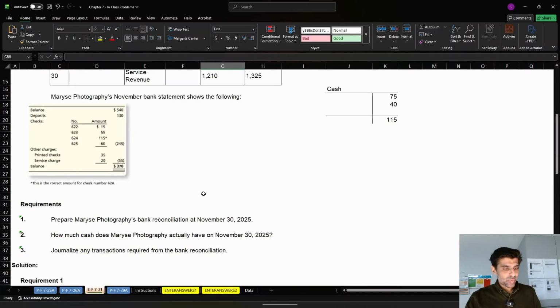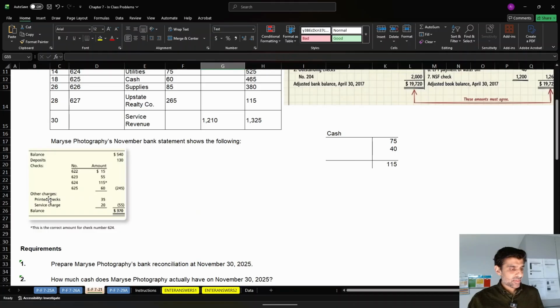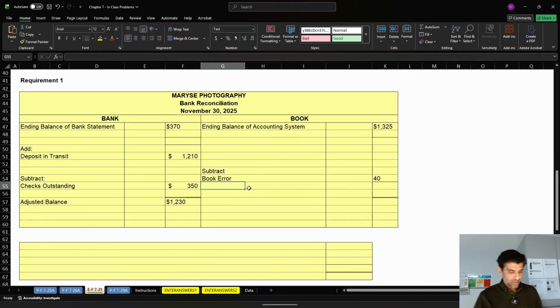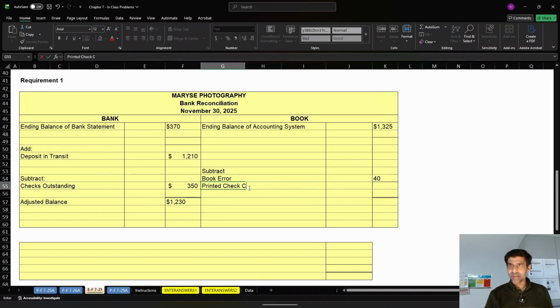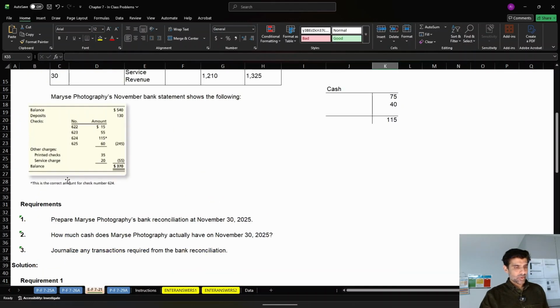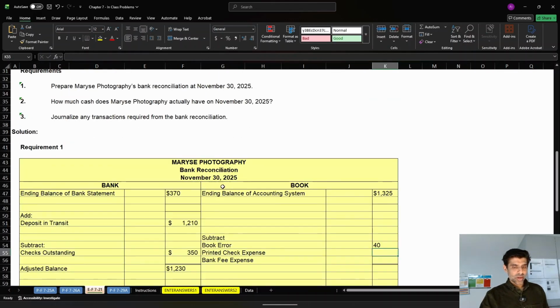And then I have those two fees, printed checks and service charge. Okay, so printed check charge. So Ella, there you go. They're charging, printed check expense, we'll call it, and then bank fee expense. Okay, so what was it? 35 and 20.